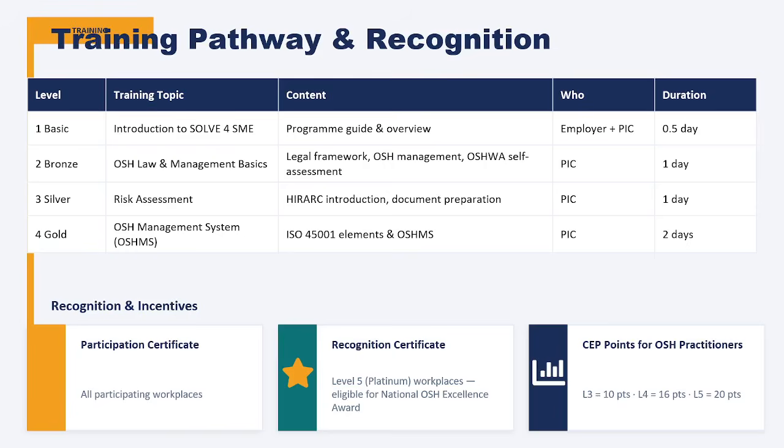For OSH practitioners, safety and health officers, OSH coordinators who voluntarily help SMEs implement the program, they earn continuing education points. These points are required to renew their competency certificates with JKKP. So it benefits the practitioners too. At Level 3, they earn 10 CEP. Level 4 gives 16 CEP, and Level 5 gives 20 CEP.